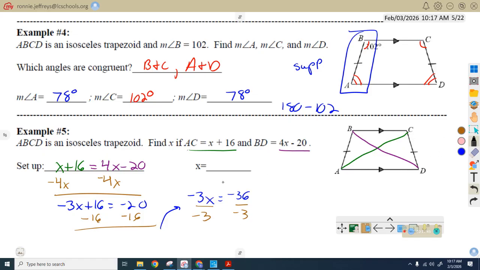Alright, so X would be 12. Okay, notice it's just asking for the actual variable, not to plug it back in. Because a lot of this stuff is over and over and over, you'll see on some of the later problems, it will be a lot of setup and not solve. I know some of y'all will be really happy about that. Alright.